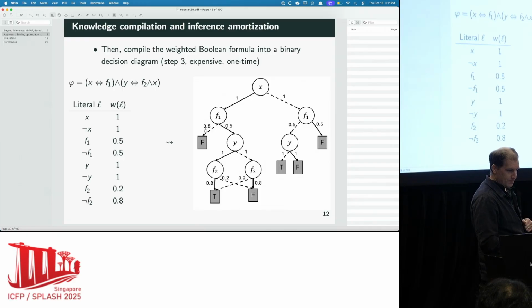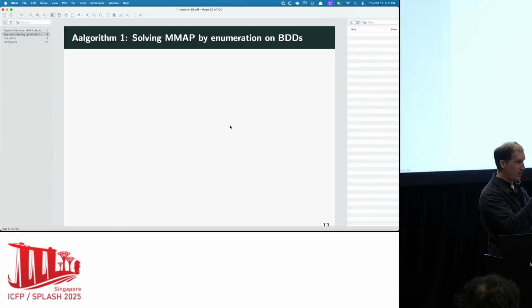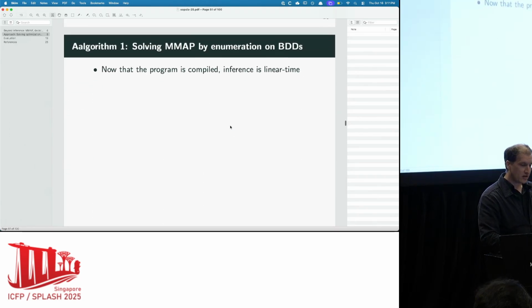You can see how I've put the weights on the BDD, right? So you can think of this as a weighted BDD where I put weights along each of the edges. Then I'm going to give you a very naive algorithm for solving marginal map. Now that you've built this BDD, we're going to enumerate all of the possible assignments to y and do a bunch of passes up this BDD. So how does that look?